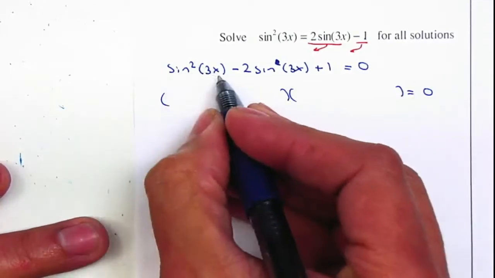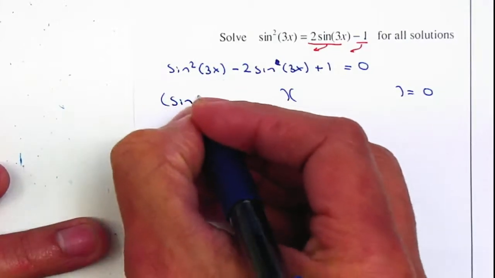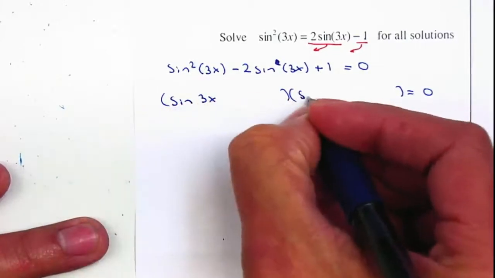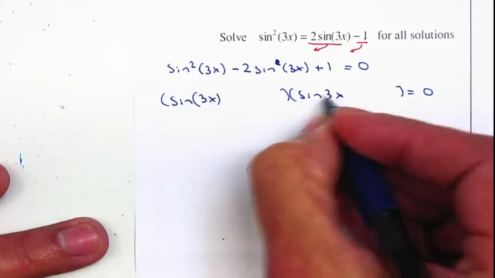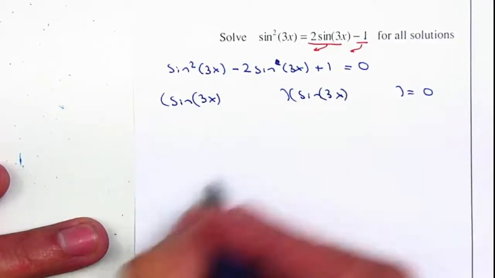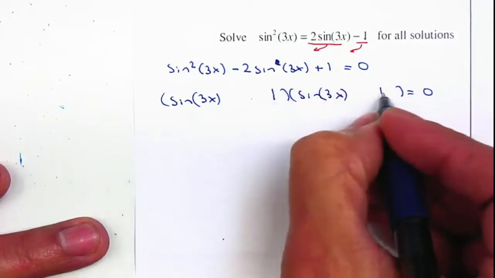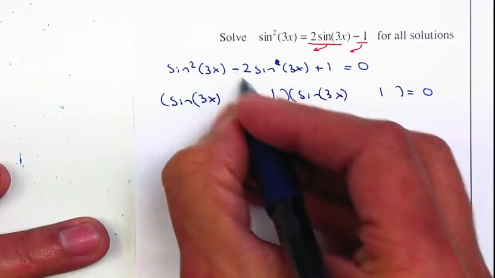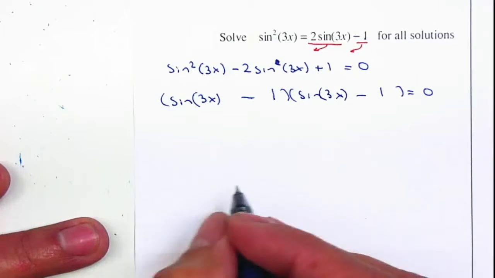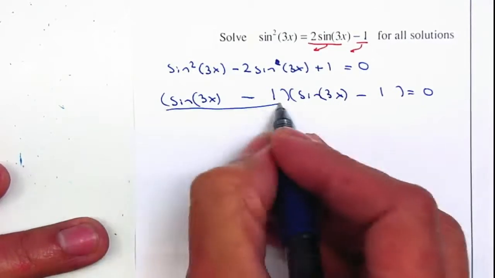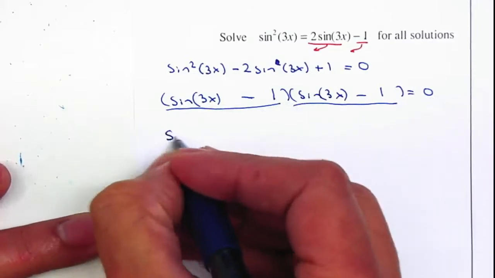Factors of sine square of 3x will give me sine of 3x multiplied by sine of 3x. Factors of 1 will give me 1 and 1. That's a positive, so they should have the same sign, and they need to end up to a negative 2, so therefore they both should be negative. And now I can use my zero product property. Since they're multiplying and they're equal to 0, I know that at least one of them should be equal to 0.